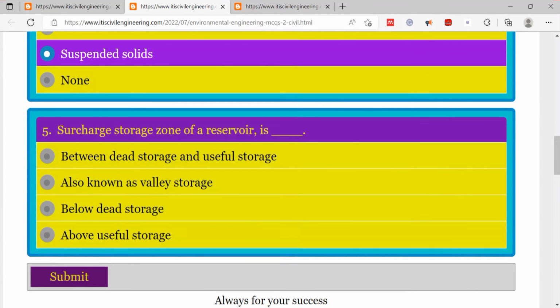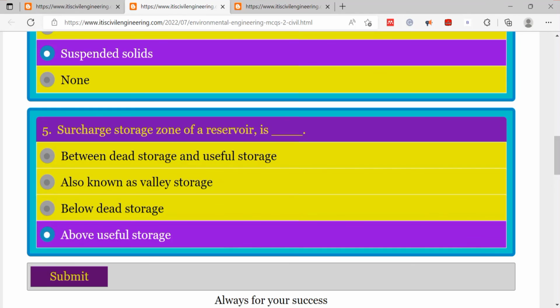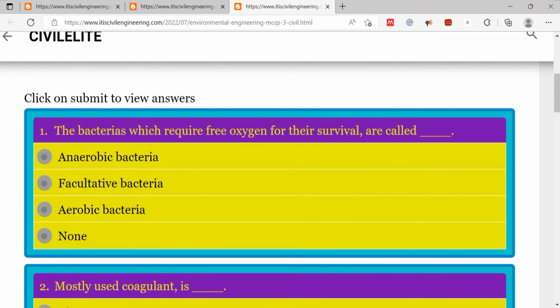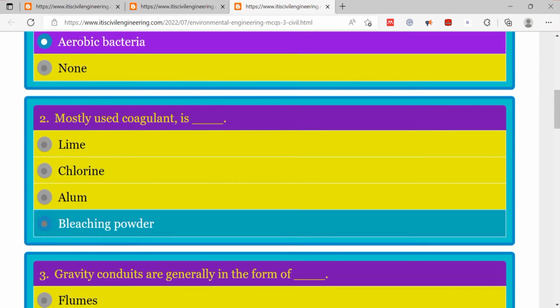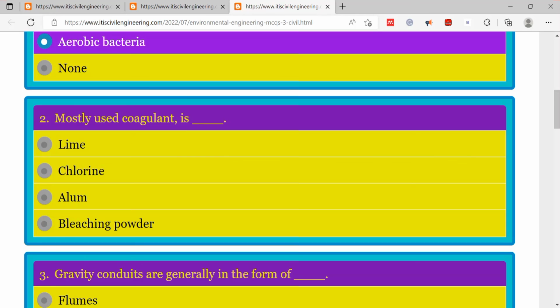Surcharge storage zone of a reservoir is, it's above the useful storage. The surcharge storage zone of a reservoir is above the useful storage. The bacteria which require free oxygen for their survival are known as aerobic bacteria. Mostly used coagulant is alum.